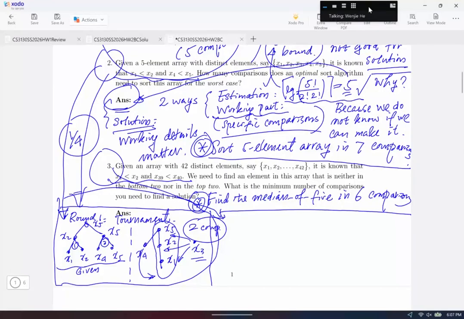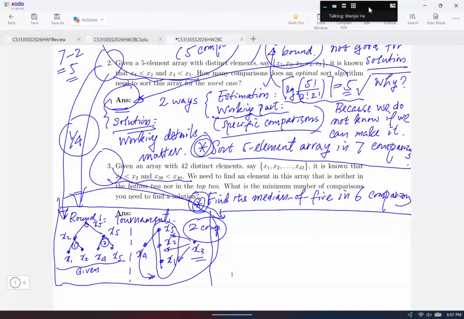The total number of comparisons you need is 7, but for 2 of the 7 you can use the given condition to cover them. So you don't need to do those 2 comparisons because you already have them. So 7 minus 2 equals 5. That's the way you get 5. You can make it happen.